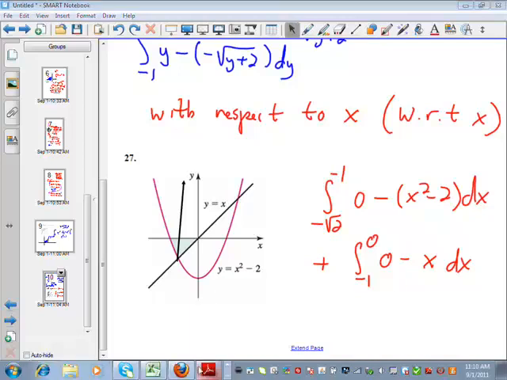All right. Any questions about integrals? Any questions about finding areas between two functions? And any questions about what I will be asking on the exam?